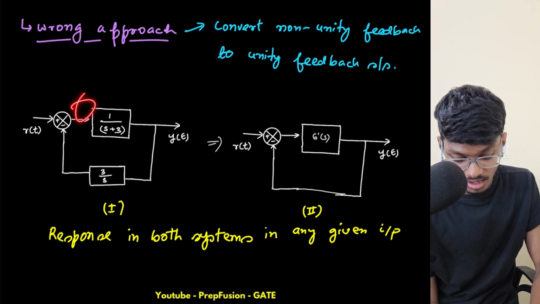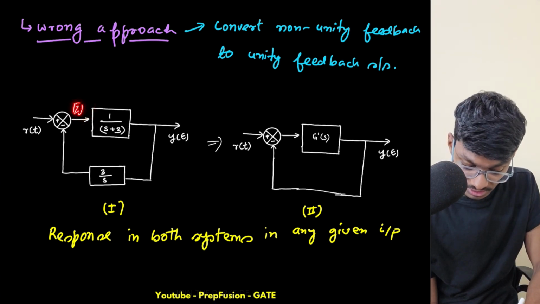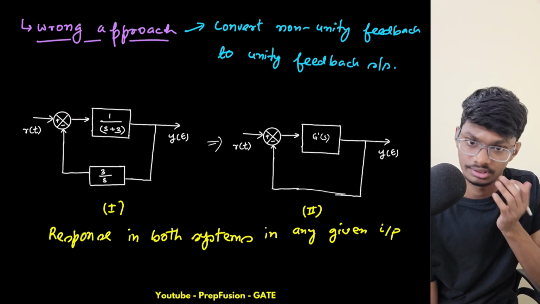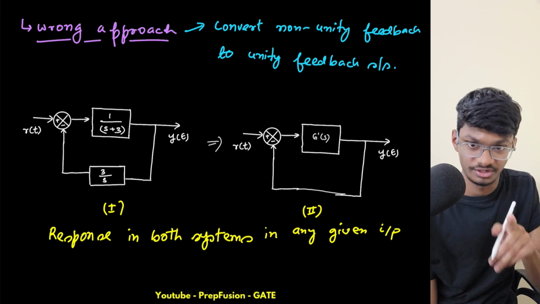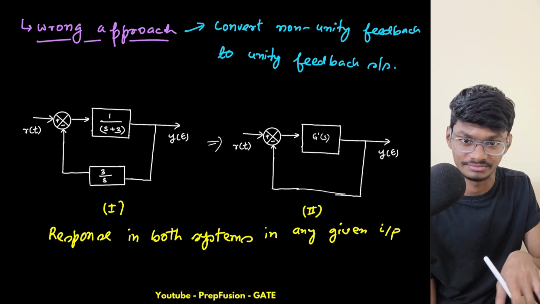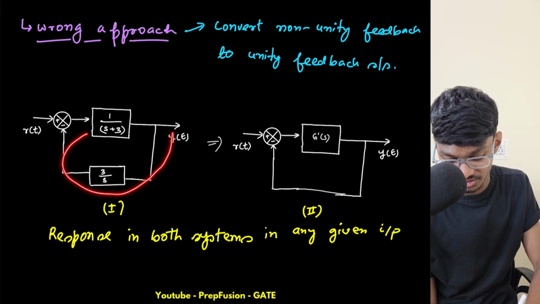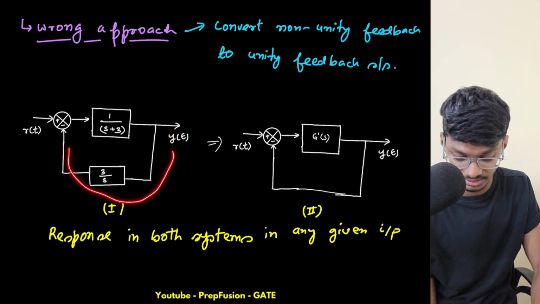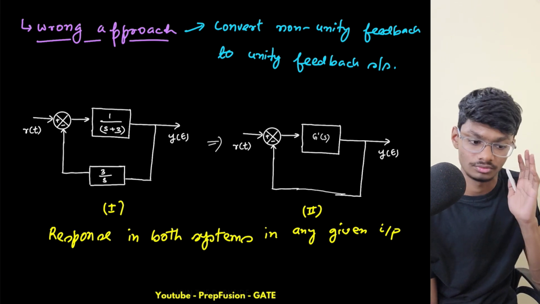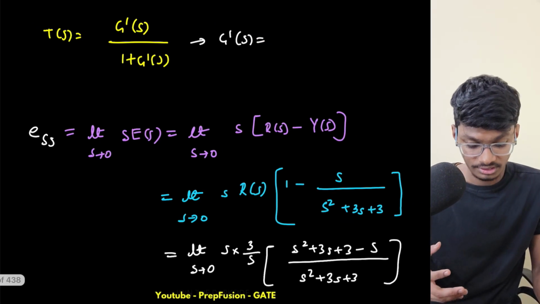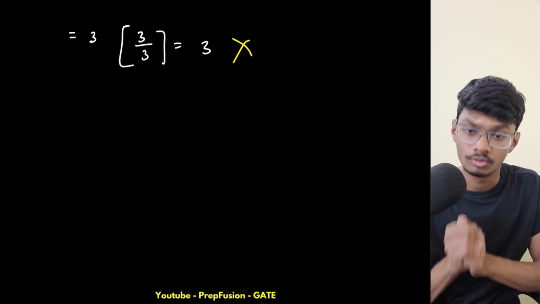But if in the question they have mentioned that this is E of s, then obviously, as I mentioned earlier, you will not use your brain. You just do the same thing you were doing previously: R of s minus Y of s into H of s equals E of s, and then from there you find the answer. So yeah, this was it for the steady state error for the non-unity feedback systems.